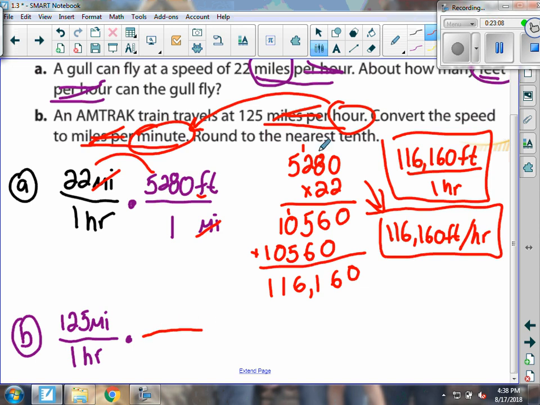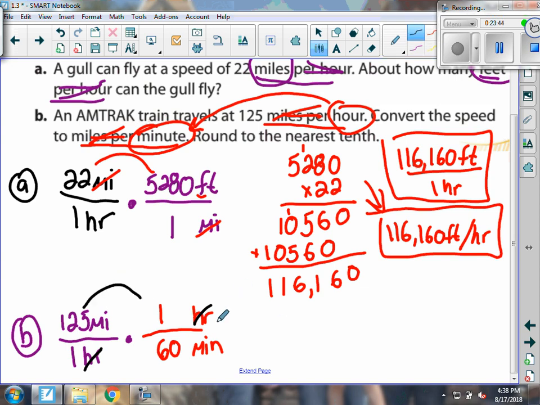I'm going to set up my fraction. So I want to get rid of hours. So where's hours over here? On the bottom. So it has to go on the top over here. So what do I put on the bottom? I put minutes, what I'm changing it to. Now I need to think, which is larger, 1 hour or 1 minute? 1 hour is. How many minutes are in an hour? 60. So, we're going to cancel out our hours.